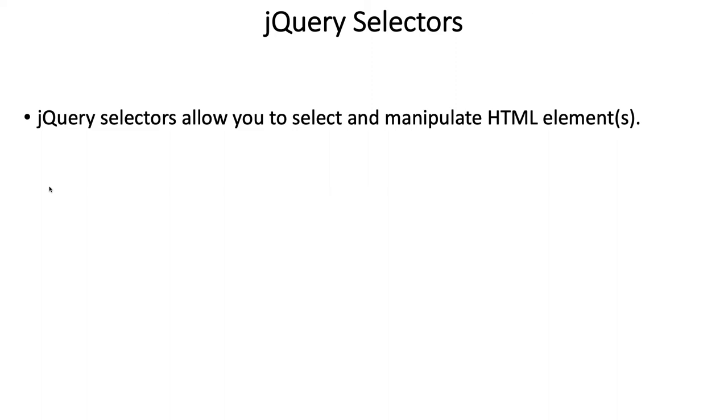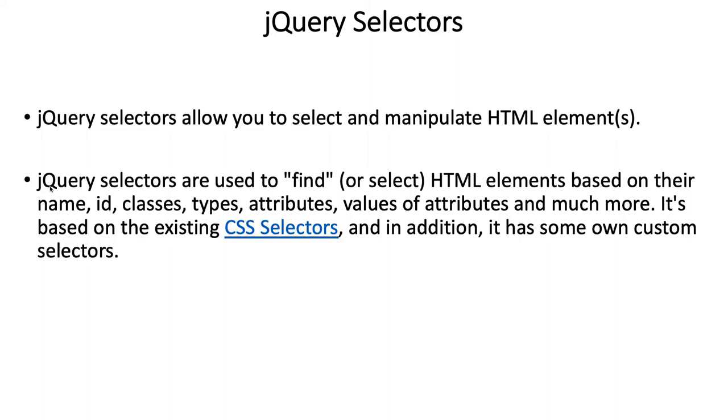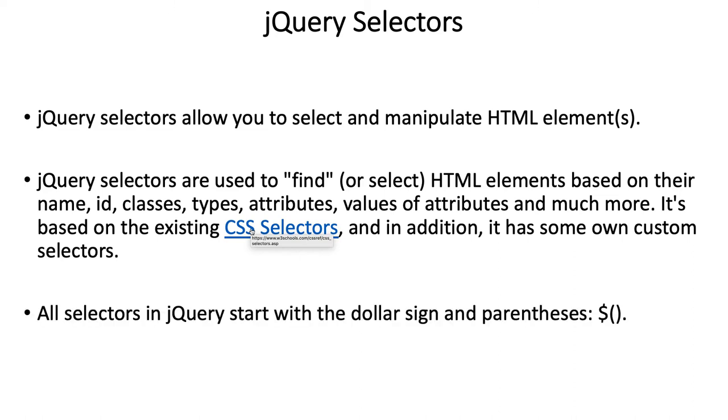The jQuery selectors allow you to select and manipulate HTML elements. A jQuery selector is used to find the element based on their name, ID, class, types, attributes, values of attributes, and much more. It's based on existing CSS selectors and, in addition, with some of its own custom selectors. All selectors in jQuery start with the dollar sign in the parentheses.